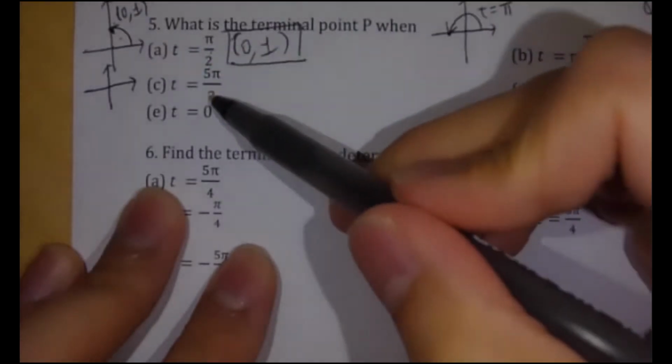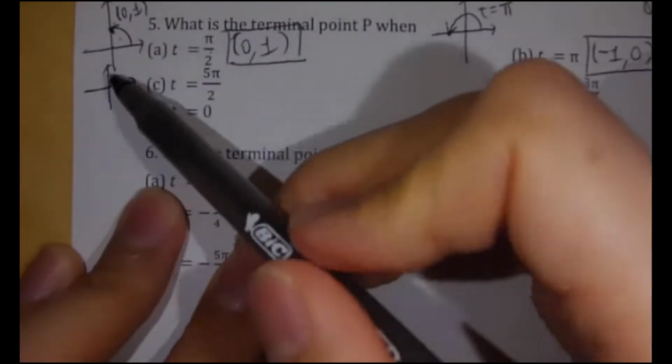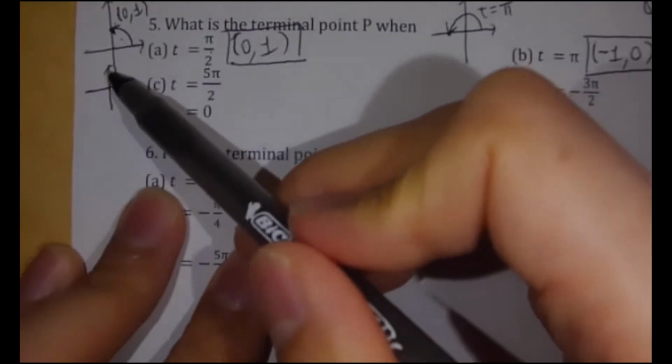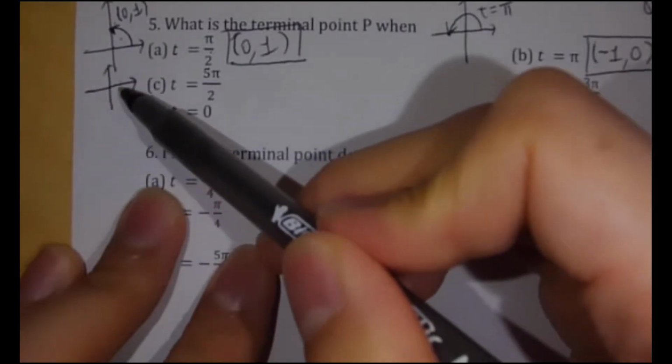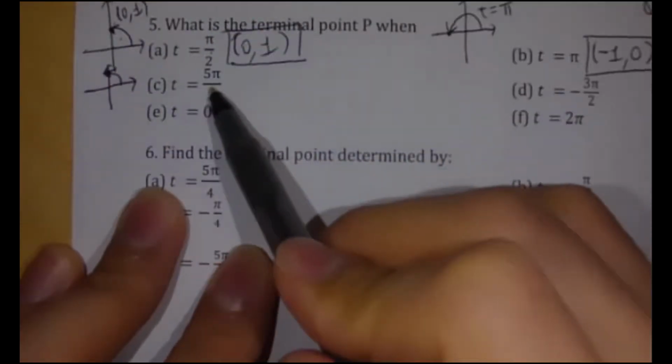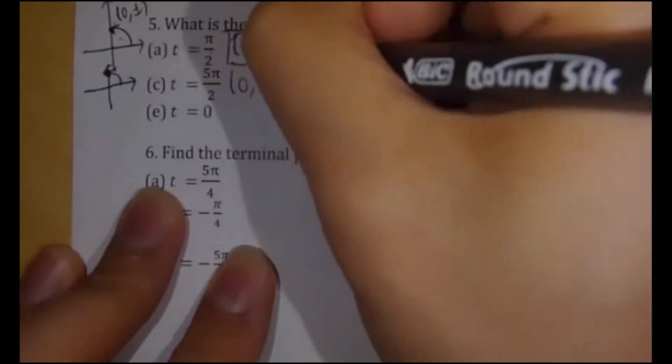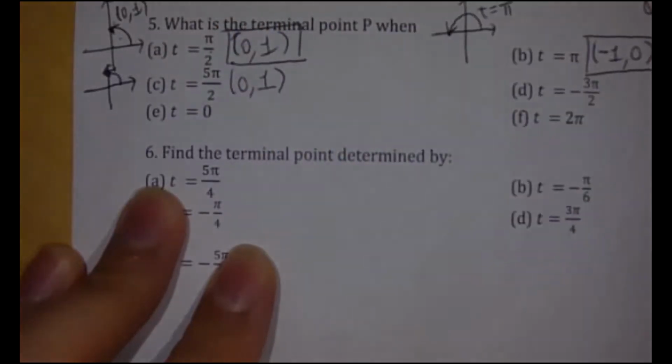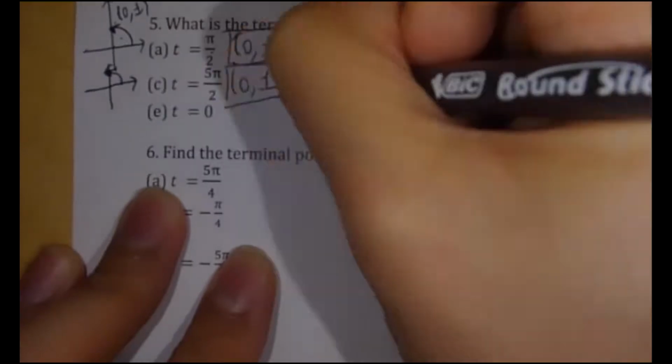All right. Next we have C. That's 5 pi over 2. So pi over 2 is 90, right? So just do 90 degrees 5 times. That's 1, 2, 3, 4, 5. We're actually going to end up at the same location as pi over 2. So that's the same thing as part A, actually. So it'll be 0, 1. Okay, that's your answer for part C.